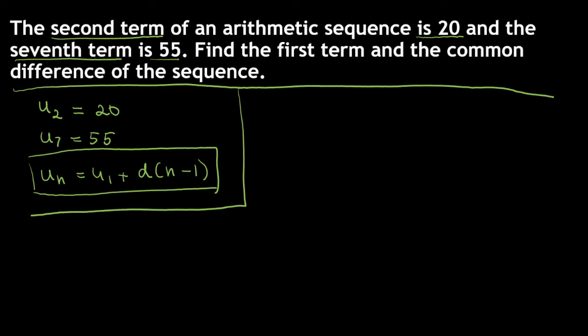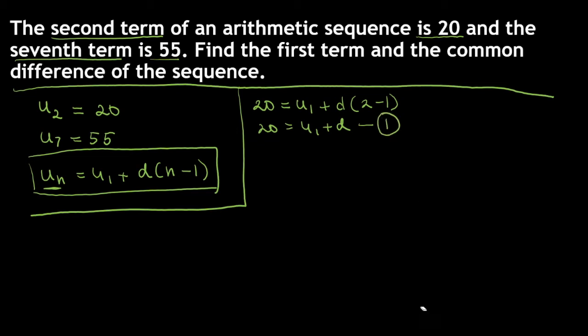So I'm going to replace u2 right here. This will become 20 because it's the value of the second term, and it will be u1 because we don't know what u1 is. We don't know what the common difference is either. And I'm going to put 2 minus 1. So let's simplify this a bit more. So we're left with u1 plus d. So this is our first equation.